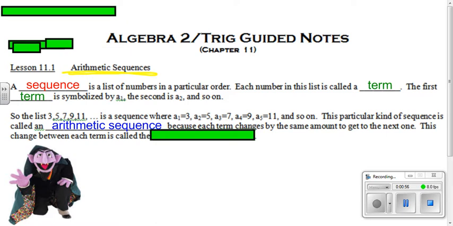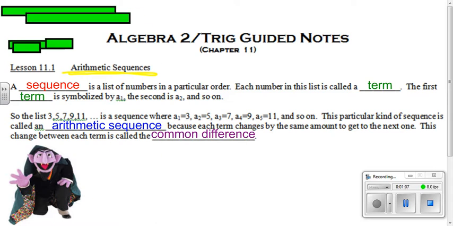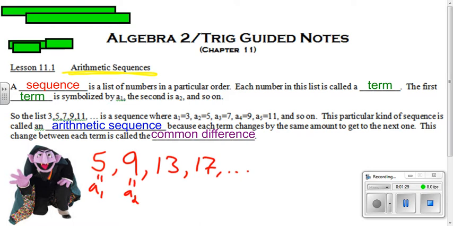It's called arithmetic because they're counting by the same exact amount to get to the next one. And that change in between each one, what we're counting by, is the common difference. So let's say we wanted to start at 5, and we wanted to count by 4. So we'd go 5, 9, 13, 17, and so on. So we'd say a sub 1 equals 5, a sub 2 equals 9, and so on. We'd say our d, in this case, what we're counting by, is 4.